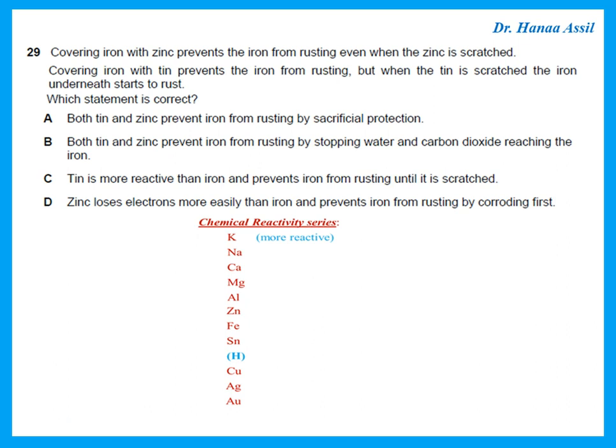Both tin and zinc prevent iron from rusting by sacrificial protection? No, sacrificial protection means I put a more reactive metal, not something less reactive like tin. Both tin and zinc prevent iron from rusting by stopping water and carbon dioxide reaching the iron? No. Remember, we said zinc protects the iron not by stopping water and, of course, not carbon dioxide at all. We don't need carbon dioxide, it's oxygen. But we said zinc reacts instead of the iron. Tin is more reactive than iron? No, tin is less reactive than iron. Zinc loses electrons more easily than iron, so it prevents iron from rusting by corroding first? Yes, that is how galvanizing works.